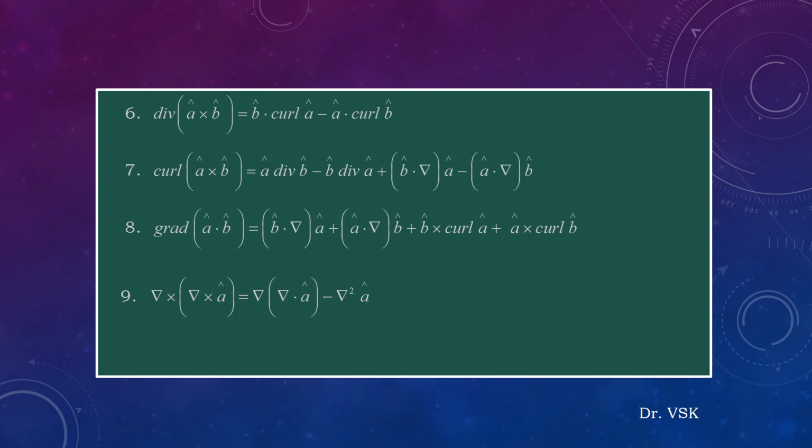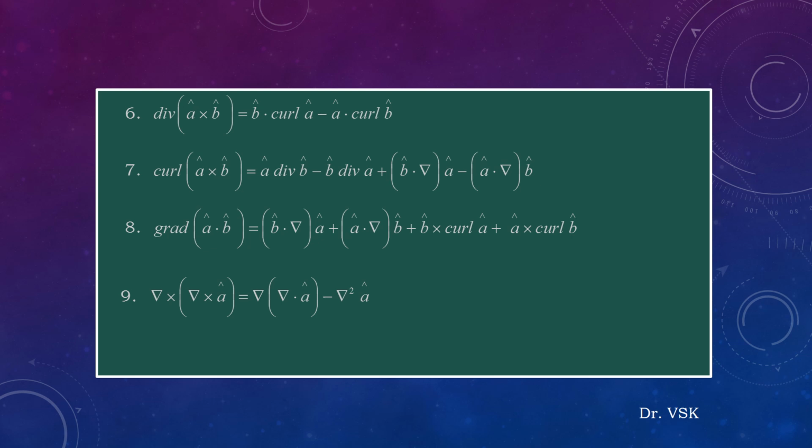If we observe the LHS of this identity, A cap, B cap are vectors. Their cross product produces a vector, but the divergence of this vector is a scalar field. So the LHS divergence of A cap cross B cap is a scalar field.